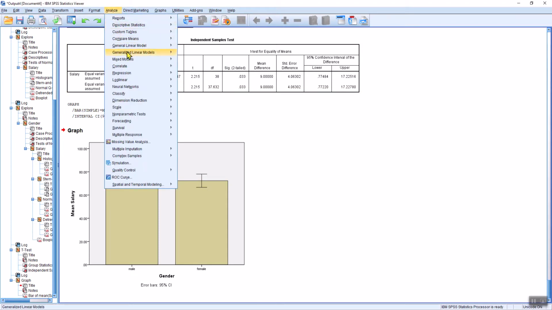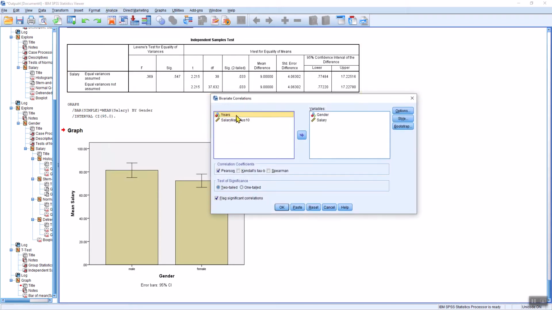So again, we go to Analyze, Correlate. It's a bivariate or two variable correlation. And again, you can see that I have it set up already. Normally it's like this. We take gender and salary. You can highlight both of those at the same time using the control key on your keyboard and move those over.